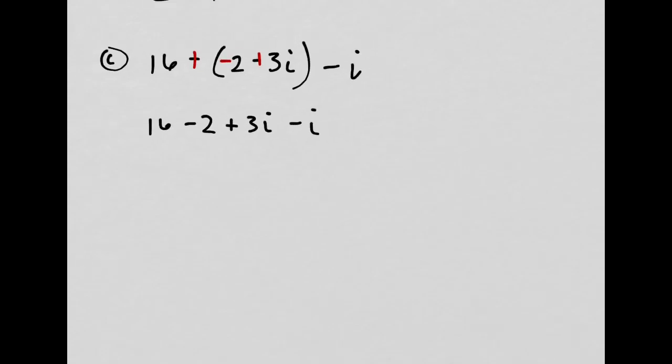I'm treating this as a variable. It acts the same way, even though it's an imaginary number. So 16 minus 2 is 14. And 3i minus 1i, well, that's just 2i, and it's positive. I have the imaginary part, which is 2i, and the real part, which is 14. And that's all we have.